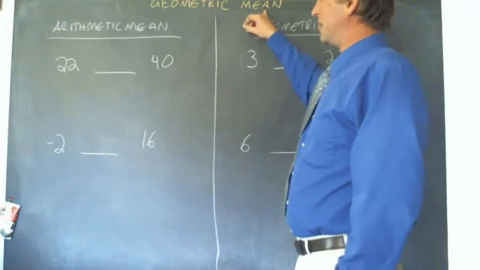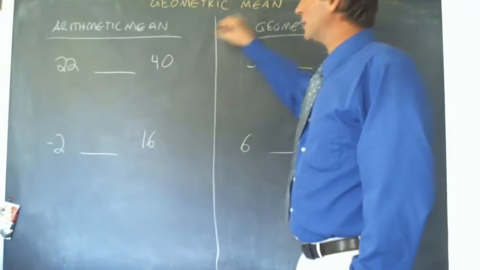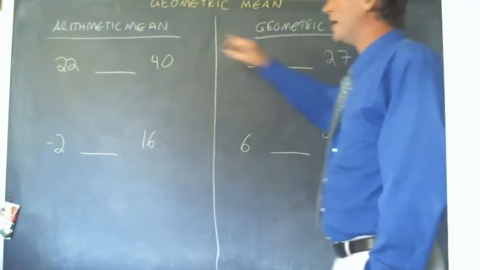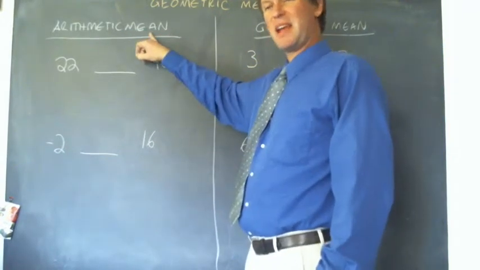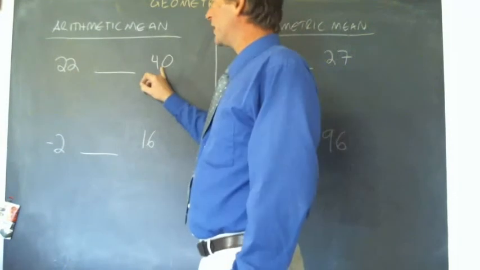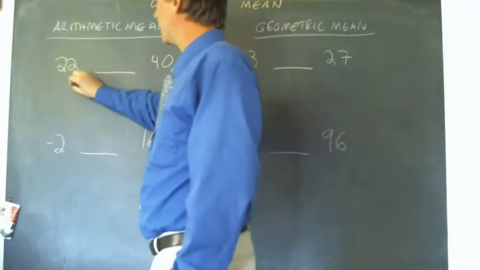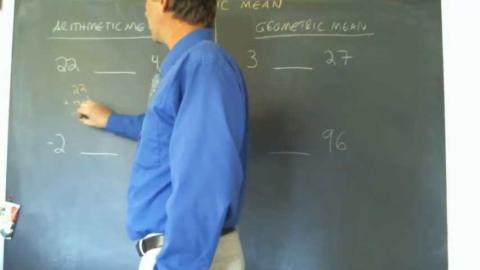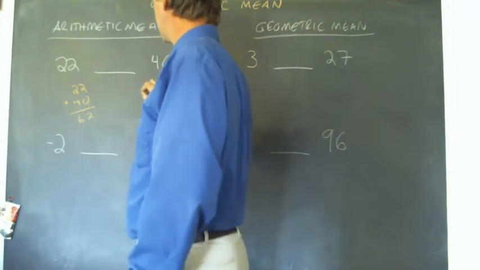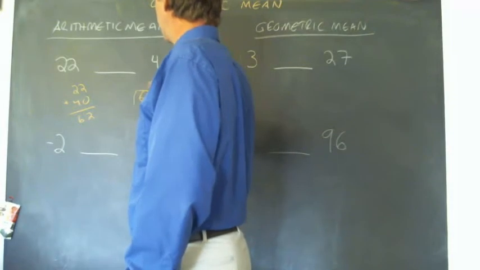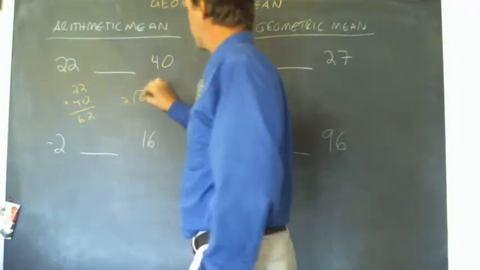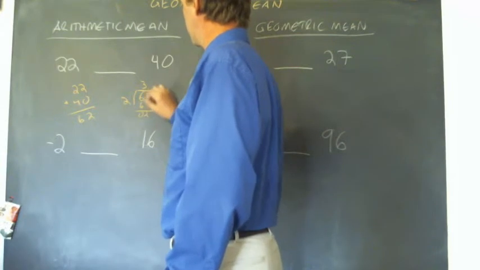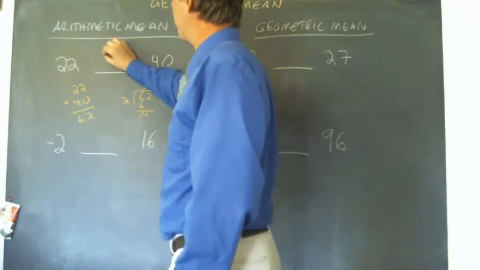Discussing geometric mean. We're going to contrast this with arithmetic mean, and then I'll show you what geometric mean is. Arithmetic mean is the exact same as an average. You add the two up and divide by 2. So 22 plus 40 equals 62. 62 divided by 2. 2 goes into 6, 3. 2 goes into 2, 1. So 31.